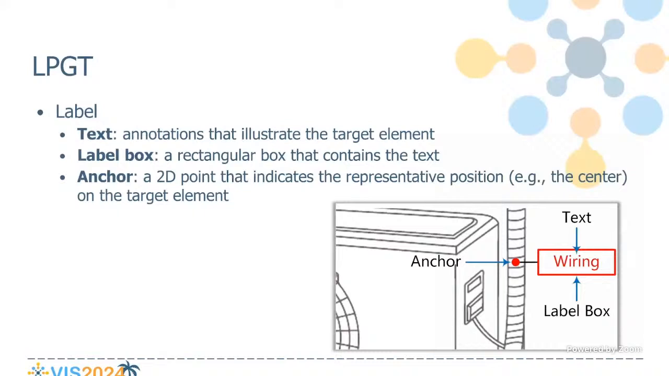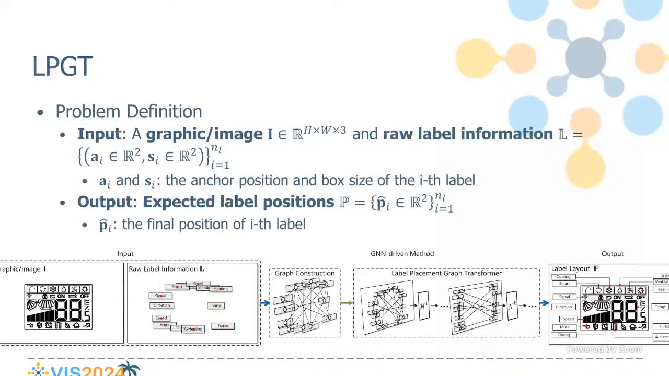Now we adopt external labels for graphics. The key components of an external label include text, label box, and anchor. Given a set of labels to be placed in a graphic, we define the label placement problem as follows. The input includes an image and raw label information. The anchor positions and box size form the label information. The output is expected label positions.